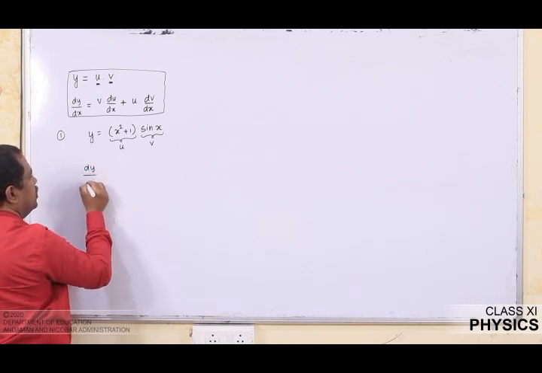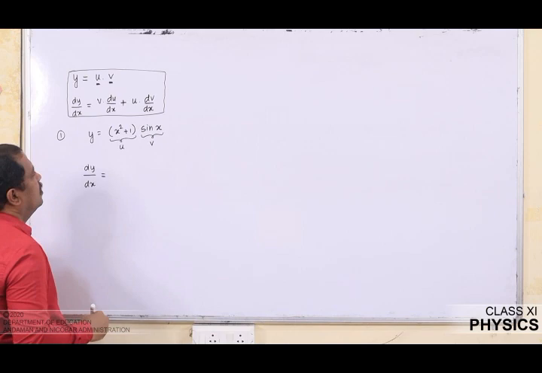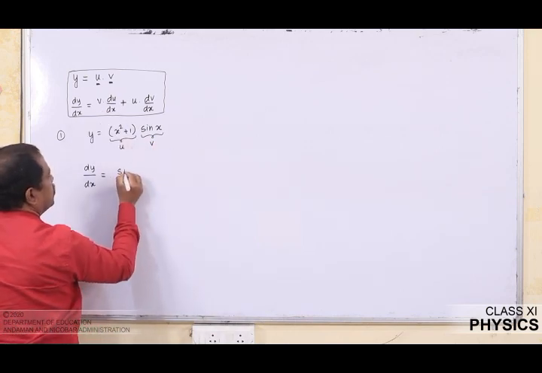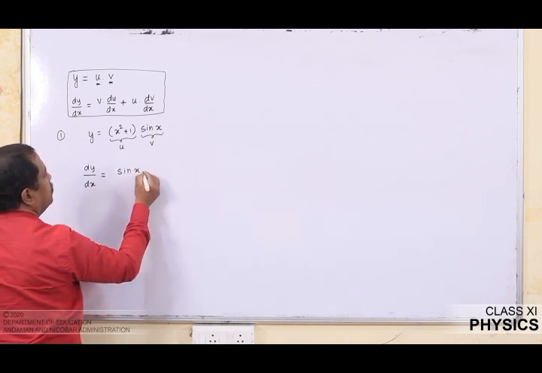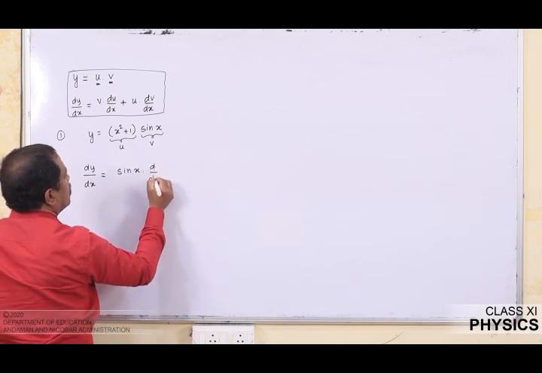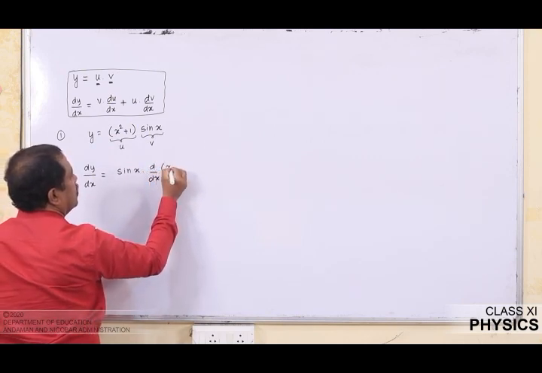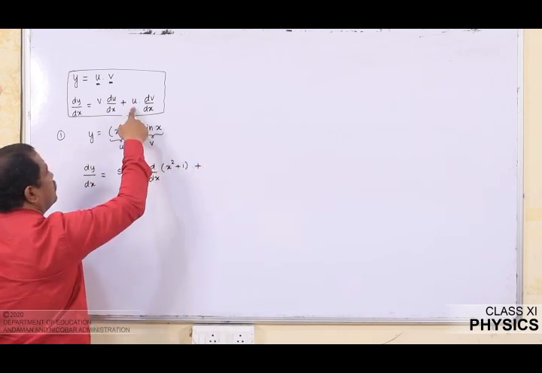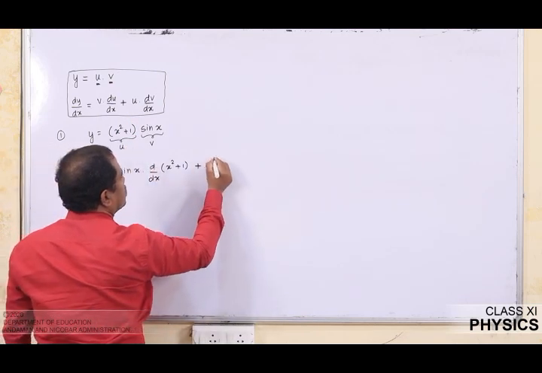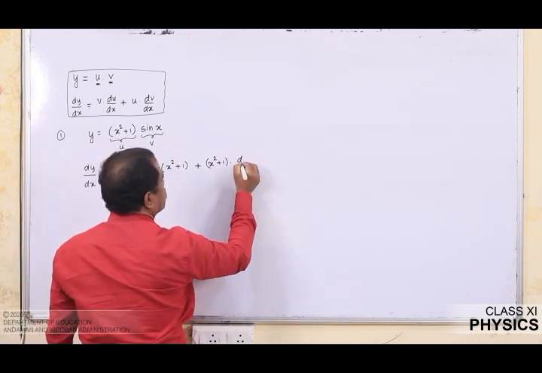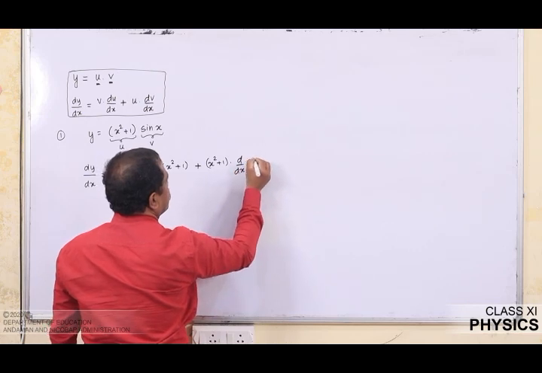Now, if I am asked to differentiate y with respect to x, I will write dy over dx is equal to second function v, so second function I am going to keep as such, sin x, times differentiation of first function, so I write d over dx of x square plus 1, plus first function times differentiation of second, d over dx of sin x.